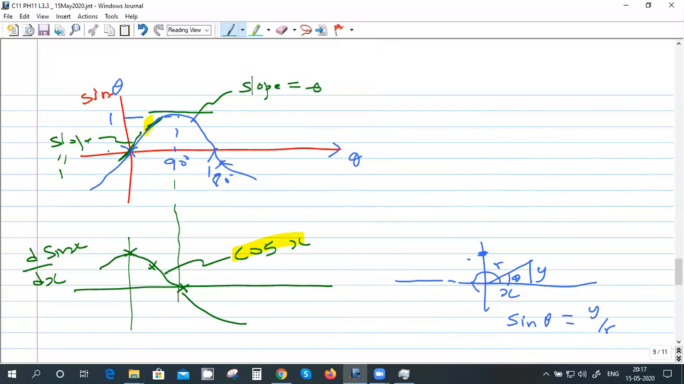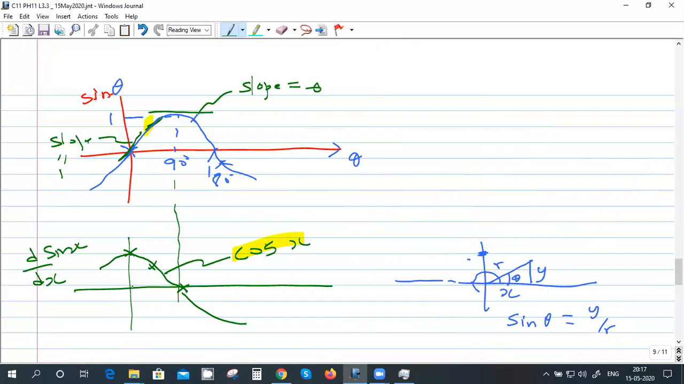So the sine curve is like this, the top one. Sin 0 is 0, sin 90 is 1, sin 180 is 0. And the cos curve will look like this. Cos 0 is 1, cos 90 is 0, right? And the relation between these two is that the bottom curve is the derivative of the top curve.